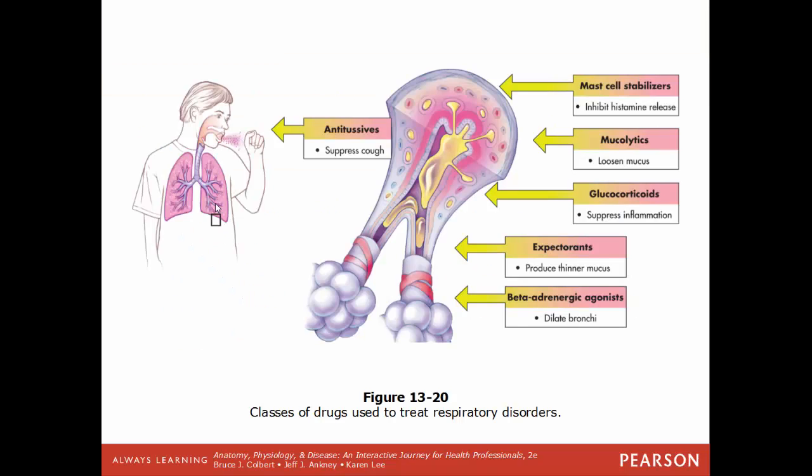Alright, as I mentioned, we have various classes of drugs that are used to treat some respiratory disorders. We have mast cell stabilizers that will inhibit histamine release. You have mucolytics, which will help loosen mucus. You have glucocorticoids that will help suppress inflammation. You have expectorants that will produce a thinner layer of mucus. You have beta-adrenergic agonists, which will help to dilate the bronchi. You also have antitussives, which will help suppress the coughing. So depending on what you're trying to treat will determine what class of drugs you should be given.